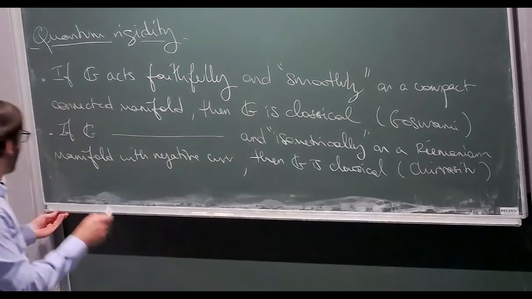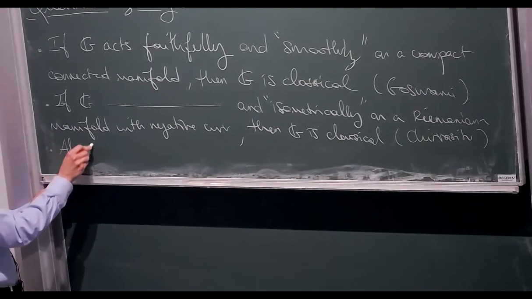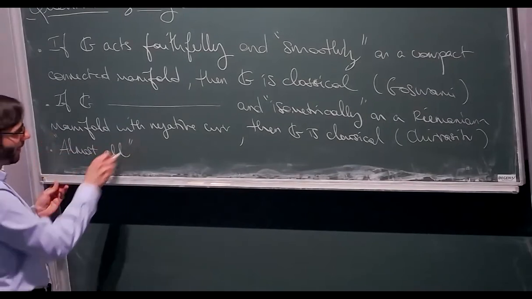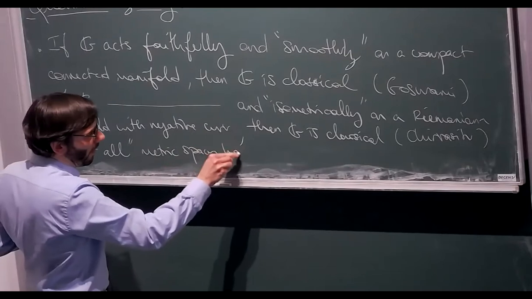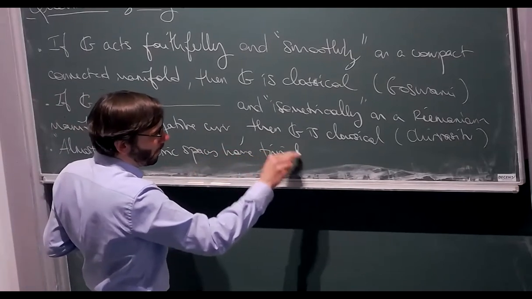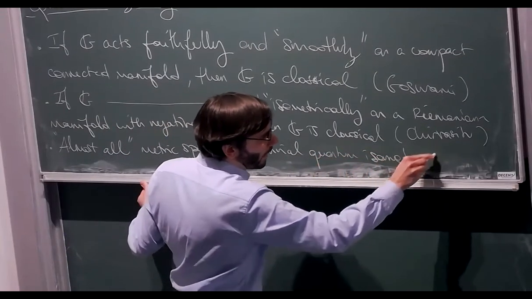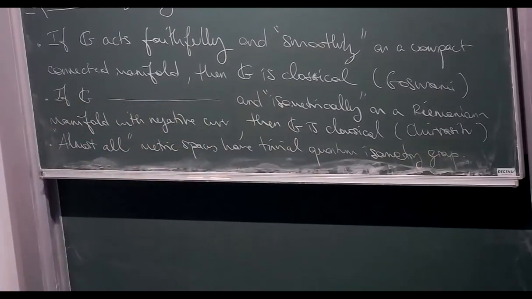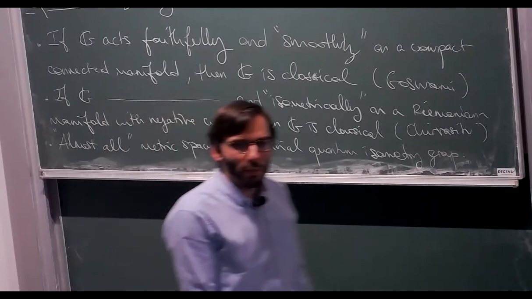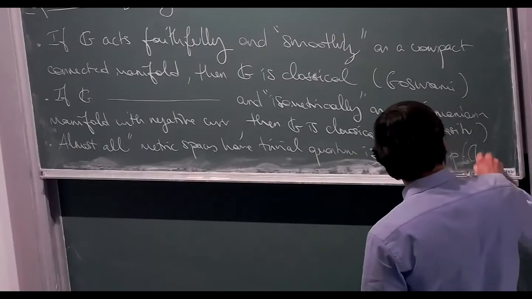And maybe a last one, which is of a bit of a different flavor. So almost all, in quotation marks, metric spaces have trivial quantum isometric group. So what does that mean? That means that you can define a topology on a suitable set of metric spaces, and that in the Baire sense, you can prove some kind of genericity result for spaces on which no quantum group can act. Okay, so that's again curvature.